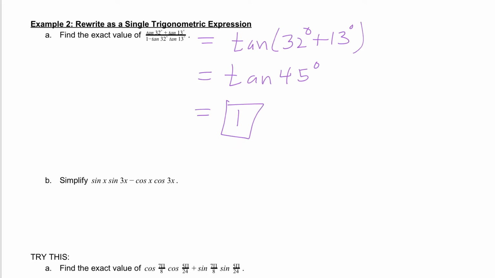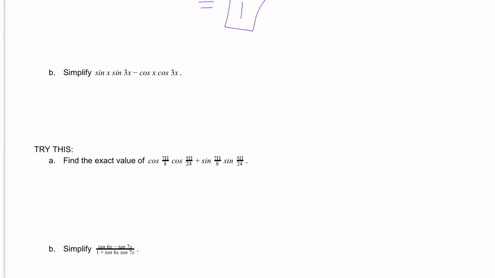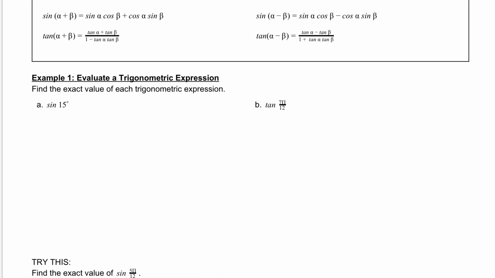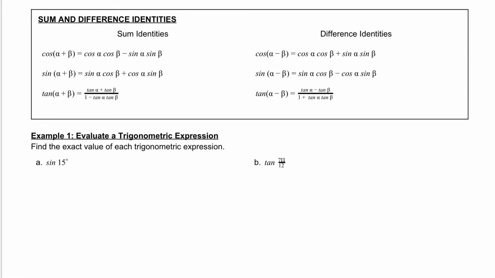Let's try another one in example B. We want to simplify the sine of x times the sine of 3x minus the cosine of x times the cosine of 3x. If we go back to look at our formulas on the top, we need sine, sine, minus cosine, cosine. So let's see what we have up on the top. If we take a look at the top, in the first one we have cosine, cosine, minus sine, sine. And in the second one we have cosine, cosine, plus the sine times the sine.